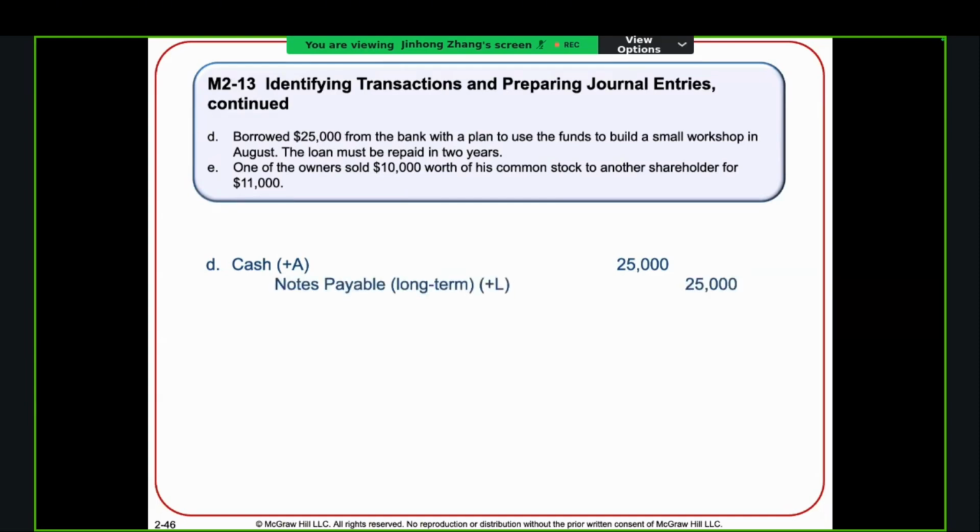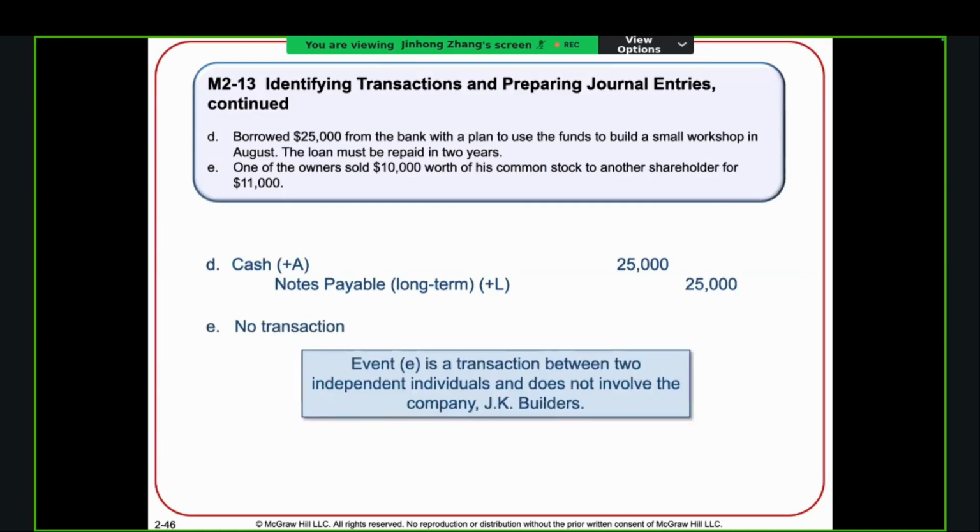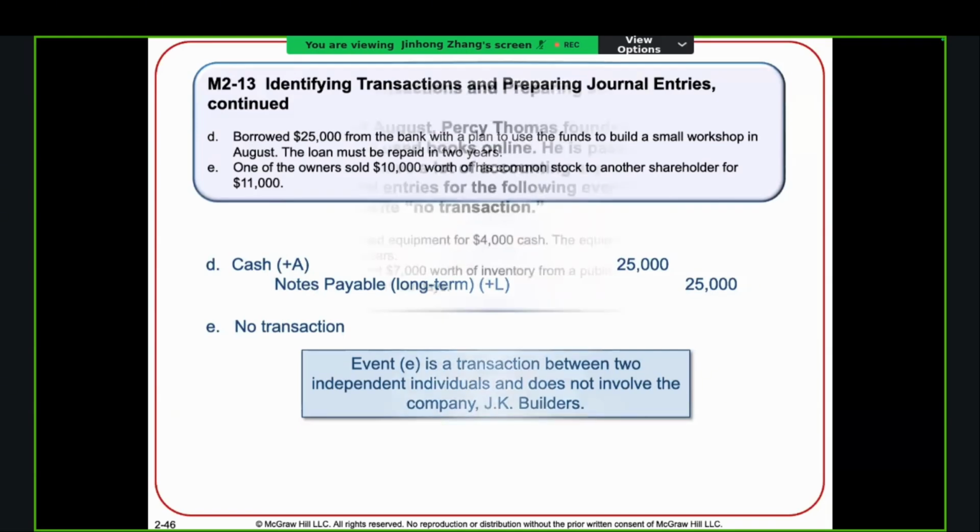Right. One of the owners sold $10,000 worth of his common stock to another shareholder for $11,000. Okay. There are two independent individuals. It has nothing to do with my company, right? They're just doing it within themselves. The company cash doesn't change.